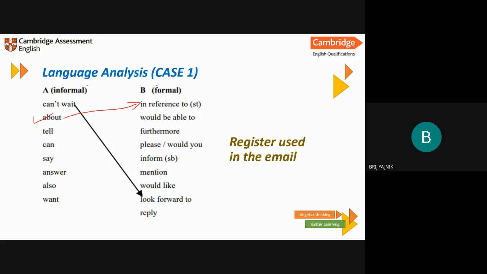Now let me make a sentence. I'm talking about, or I'm talking in reference to. I'm talking about my behavior last session. I'm talking in reference to my behavior in last session. I'm talking about a newspaper advertisement. I am talking in reference to the newspaper advertisement. So about is in reference to.